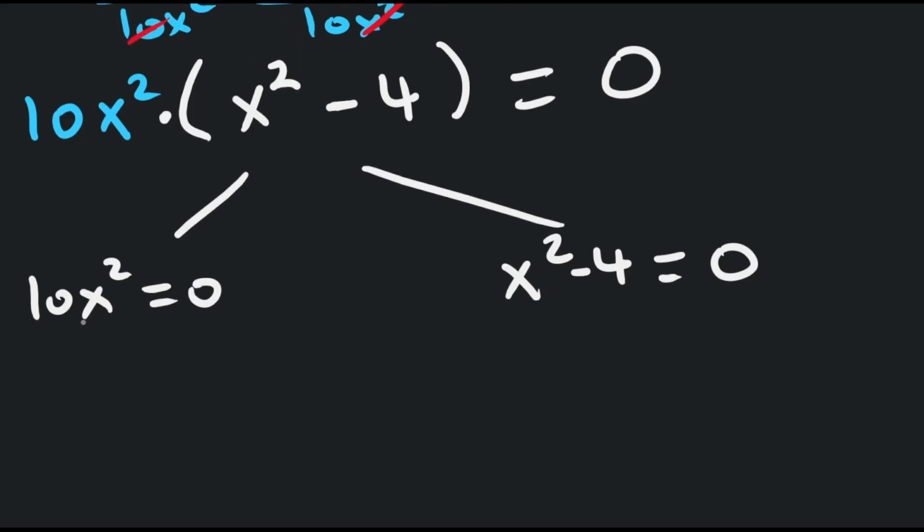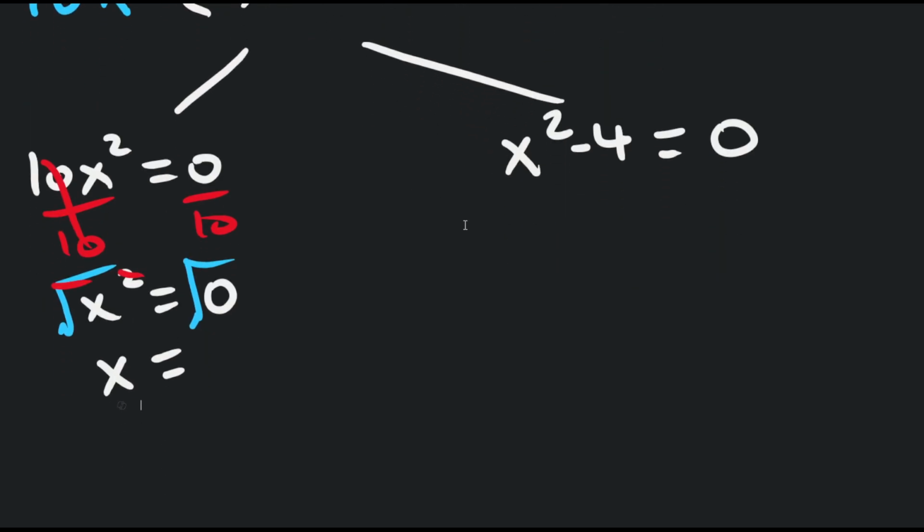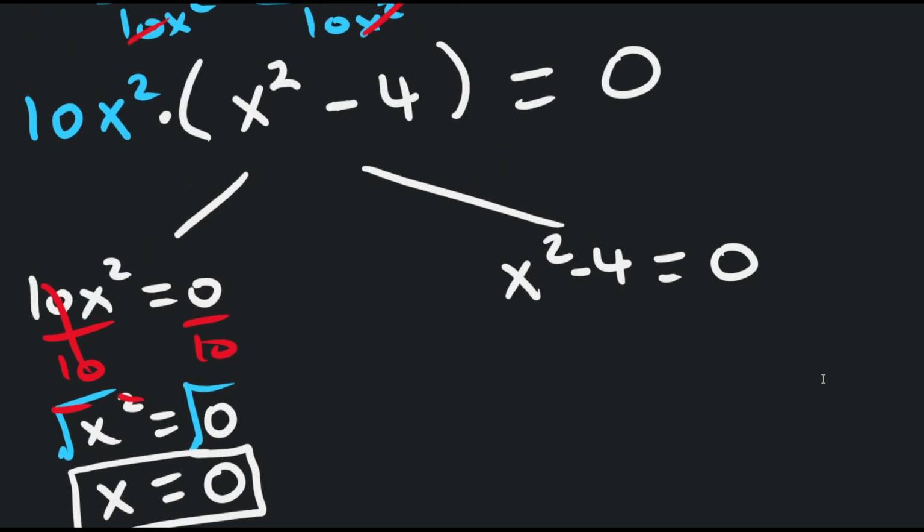So 10x squared equals 0. Let's solve for x. Let's divide both sides by 10. We have x squared equals 0 divided by 10, which is 0. Let's take the square root of both sides. That square root will cancel out the square, and we have x equals the square root of 0, and the square root of 0 is just 0. So we have one solution for x so far: x equals 0.